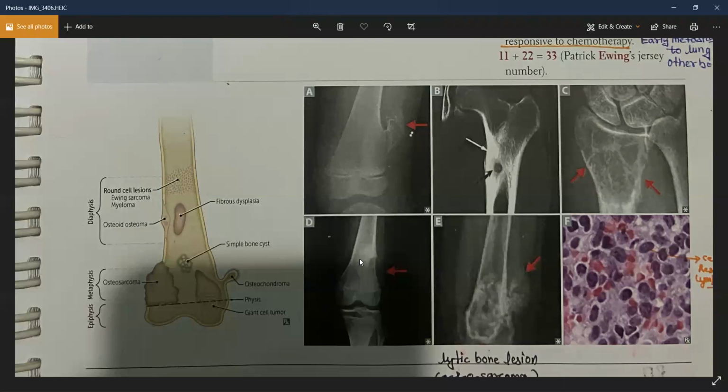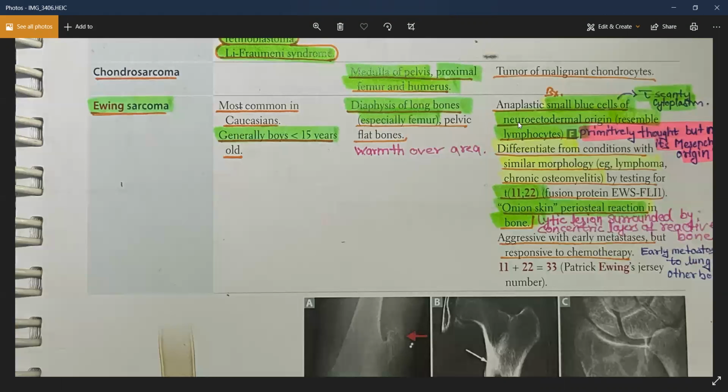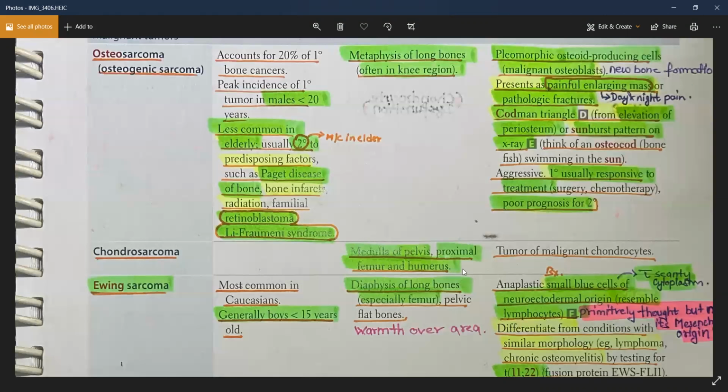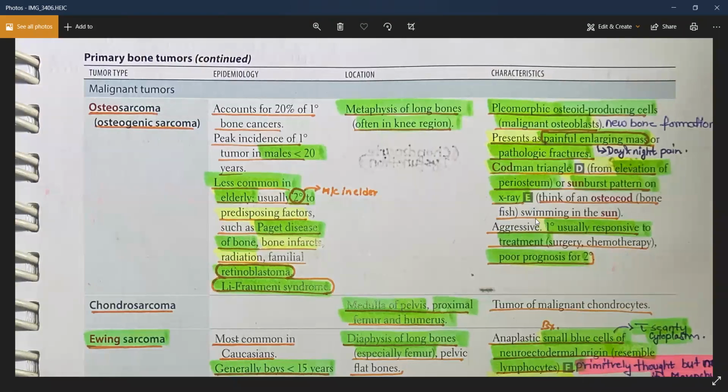So a Codman triangle because of the bone formation, and the sunburst appearance because of the ossification. These two things will be seen on the X-ray. And when you do the biopsy, you can see the osteoid producing cells, and that will be a diagnosis of the osteosarcoma of the patient, right? If it is a primary type, then it has a very good treatment response. A very good prognosis would be there.